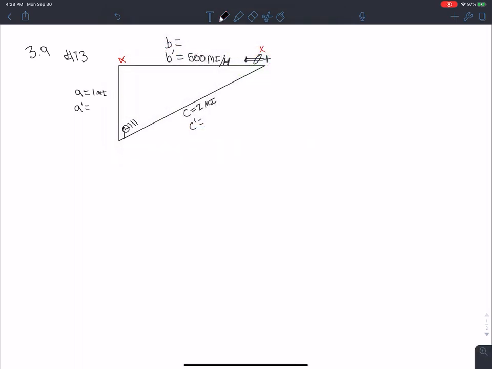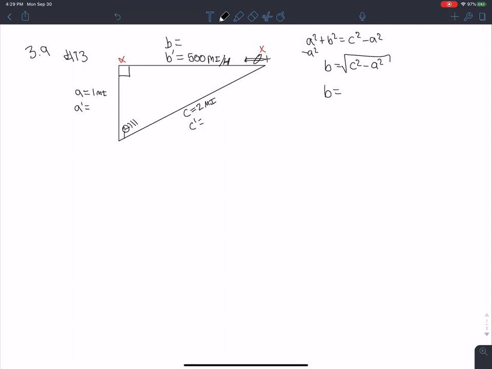We're going to have to use the Pythagorean theorem because this is definitely a right triangle. So we're going to say a squared plus b squared equals c squared, and we are going to solve for b. And when we do that, we're going to subtract a squared from both sides, like so, and then we're going to take the root, and that'll give us the b value.